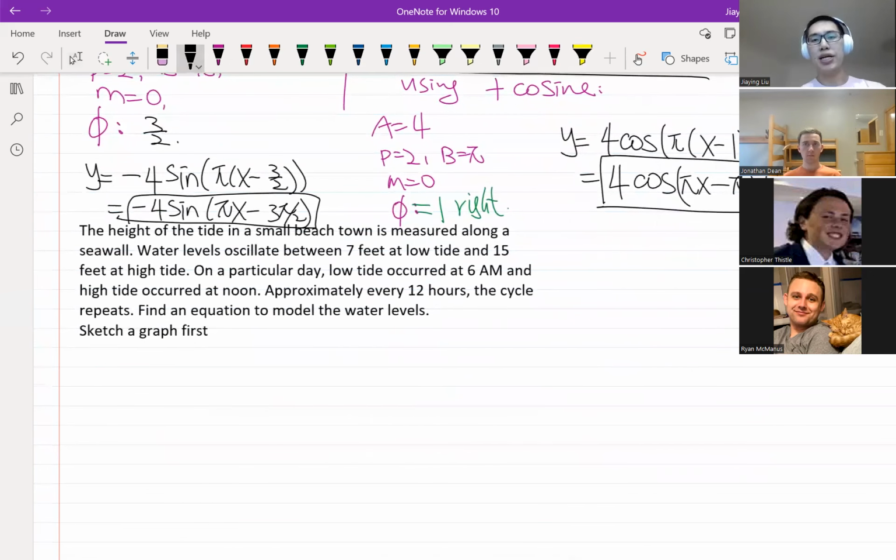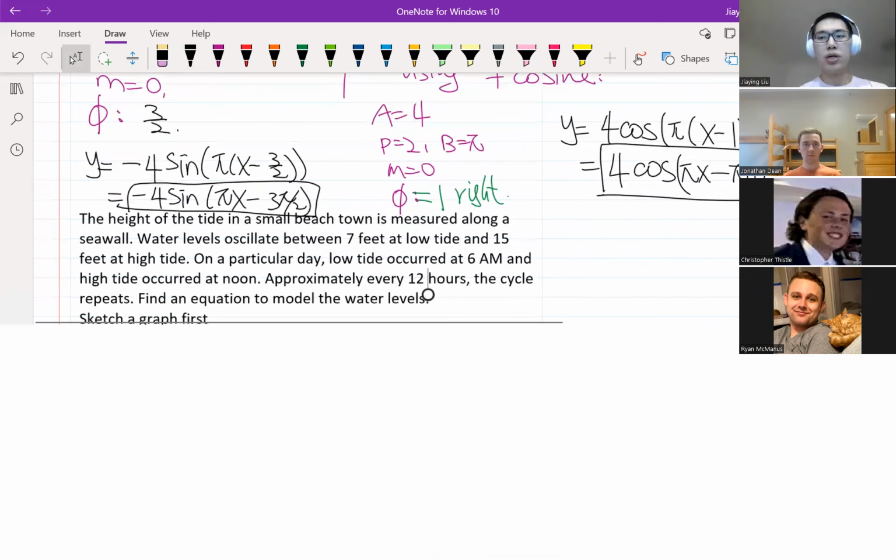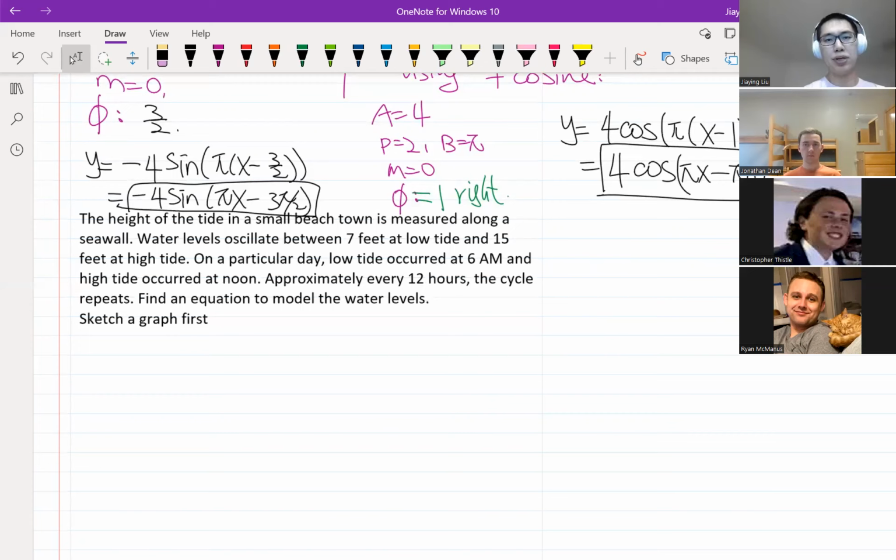All right, so let's look at another example. This example says the height of the tide in a small beach town is measured along a seawall. Water level oscillates between 7 feet at low tide and 15 feet at high tide. On a particular day, low tide occurs at 6 a.m. and high tide occurs at noon. Approximately every 12 hours, the cycle repeats. It says find the equation to model the water level.